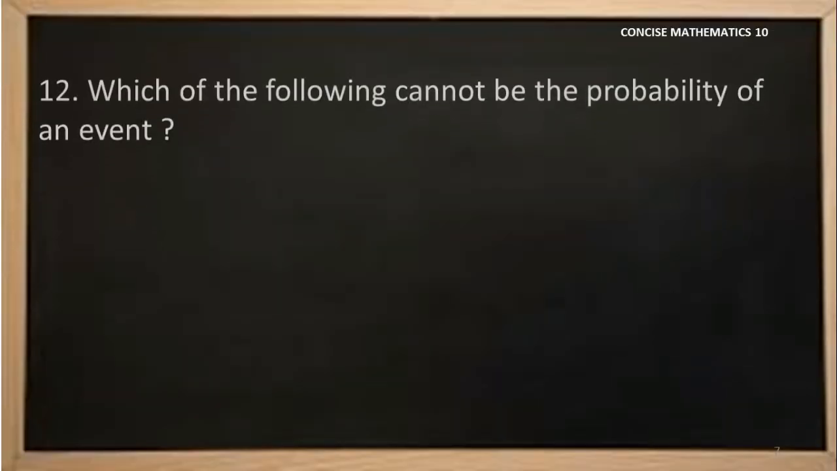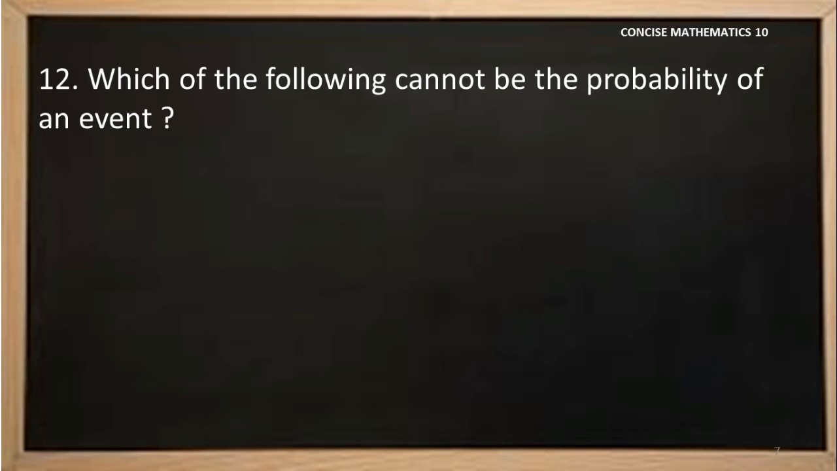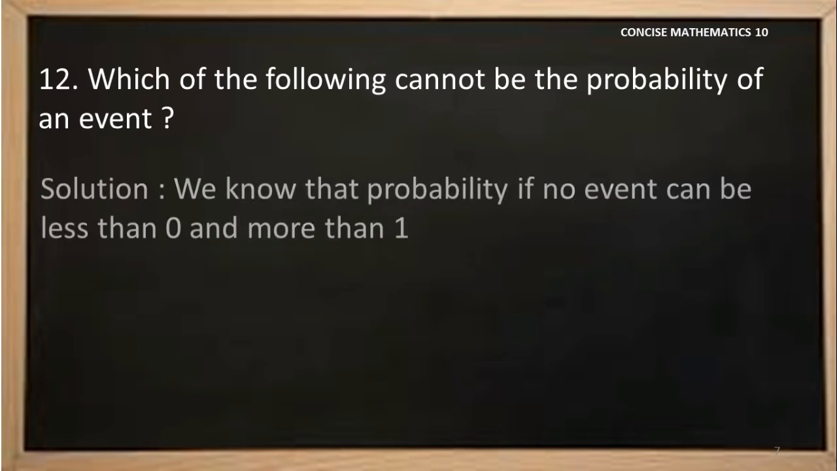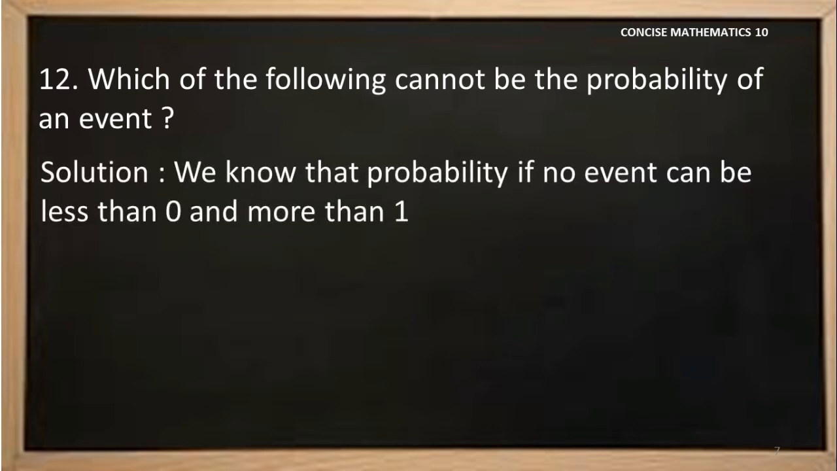Question number 12. Which of the following cannot be the probability of an event? Some values are given here. We know that the probability of an event can be neither less than 0 nor more than 1. The probability of an event lies between 0 and 1. So it cannot be more than 1 or less than 0. Let us cross check once.